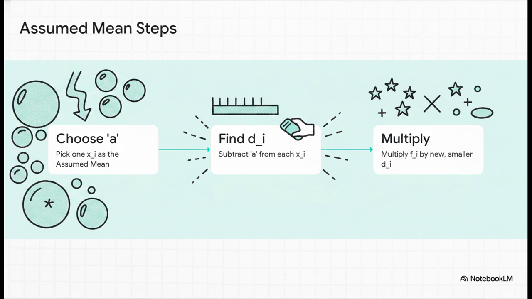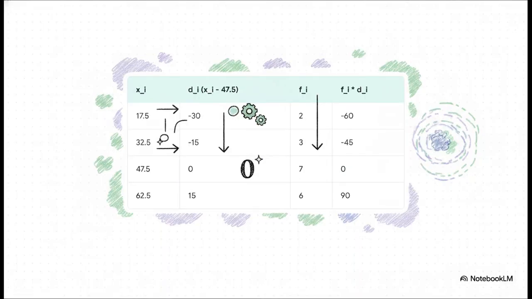Then, we subtract this assumed mean from every single class mark to find what we call the deviation, or Di. By doing this, we dramatically shrink the numbers we have to work with. Just look at how beautifully the numbers in that Di column shrink. Here, we chose 47.5 as our assumed mean.